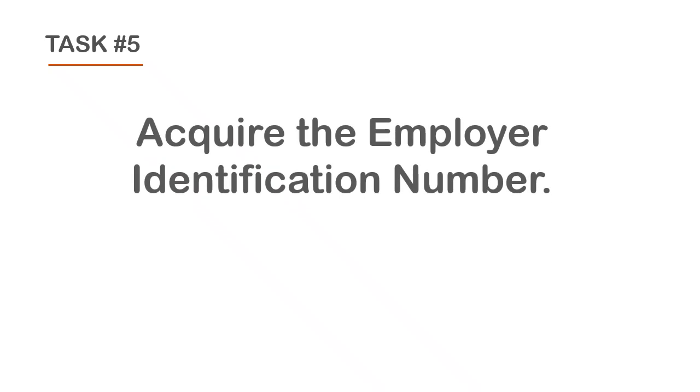Task number 5, acquire the employer identification number or EIN. You have to have an EIN for your nonprofit organization to include in your application for 501c3 status. You have to. The EIN acts sort of like your social security number acts for us. It is that identifying number that people will use to investigate the status of your nonprofit organization. That's what it's for primarily.